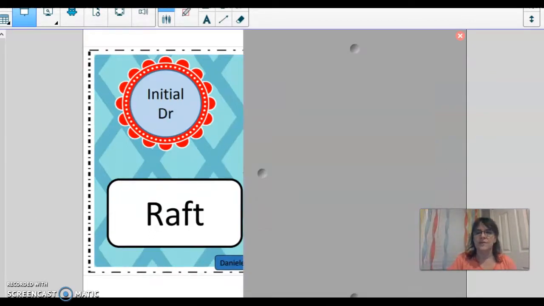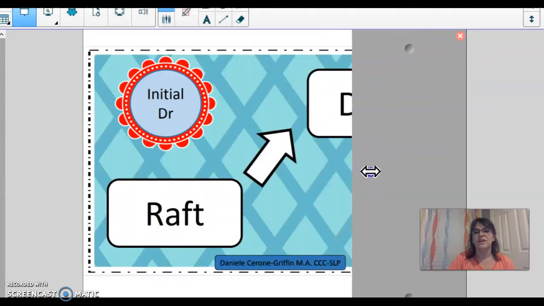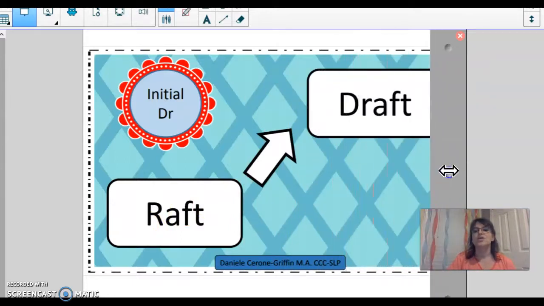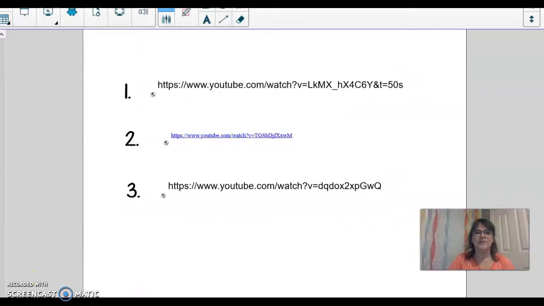We can do the same thing with the DR. Let's look at this word. Let's read it. Raft, a raft, something we float on in the water. Raft. Well, if we put a D in front of it, we're still going to hear raft, but we're going to hear the D first. Raft, draft. You hear that? Draft. Okay. So now what we're going to do is look at a couple little videos to help us practice these sounds. The first one's real short.